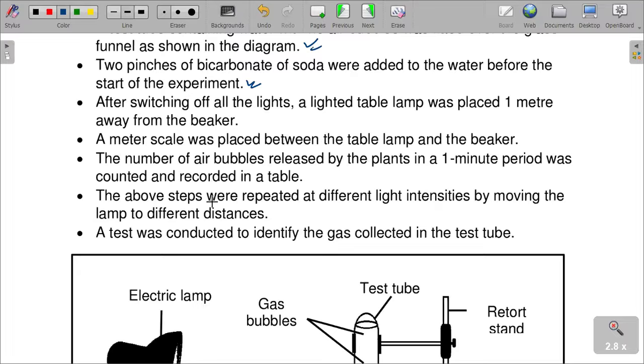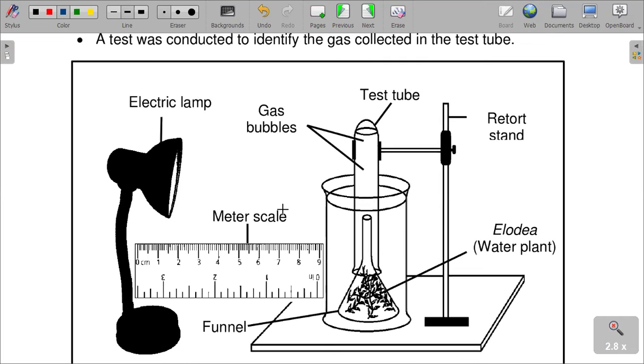Repetition, before we go anywhere, is actually done to make sure that the reliability of the results is improved. A test was conducted to identify the gas collected in the test tube. So we are seeing the setup here: test tubes, the retort stand, the Elodea water plant, gas bubbles, and then the funnel is put there.